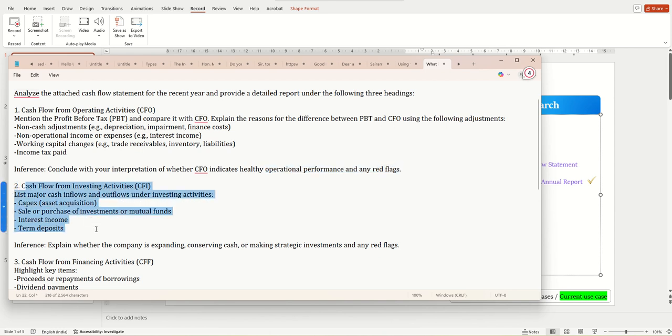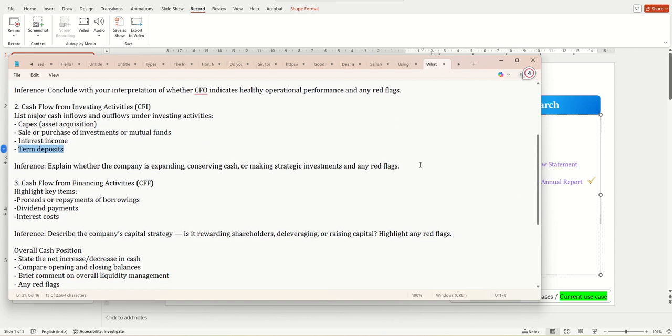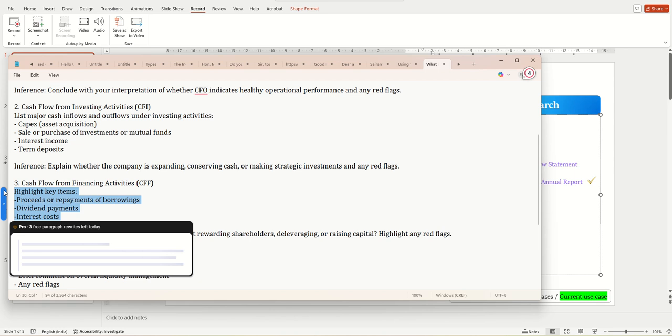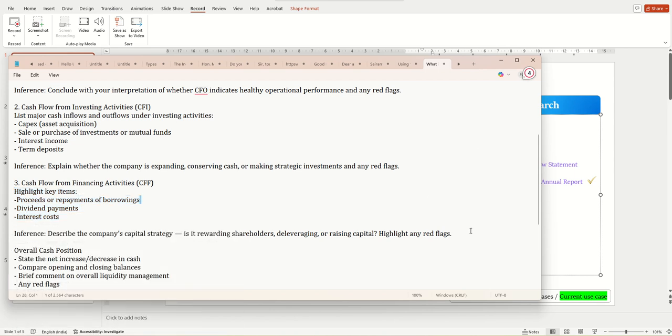The next part would be for investing activities. Where has the company invested? Whether it is only investments or mutual funds, or it has bought any assets, or has it got any interest income from term deposits, and so on. Again, here also I ask for inference and red flags. And last is the cash flow from financing activities. It needs to highlight how the money has been raised or where the money has been spent, and finally summarize whether it is rewarding shareholders or raising capital, and red flags.